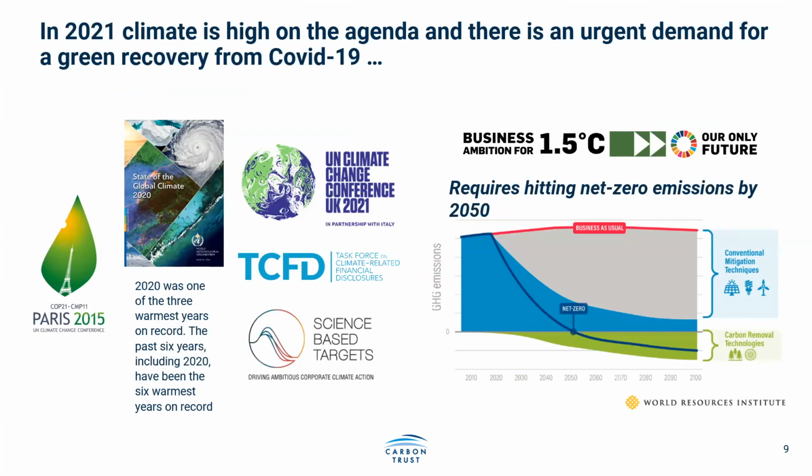So I mentioned again this World Meteorological Organization report. Looking at 2020, it was one of the 3 warmest years on record. The past 6 years, including 2022, have been the 6 warmest years on record. So this year in November, we've got the UN conference occurring in Glasgow as an effort to try and increase the ambition of economies around the world to reduce those emissions.